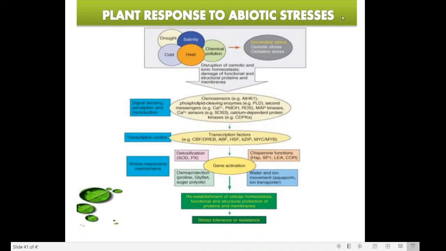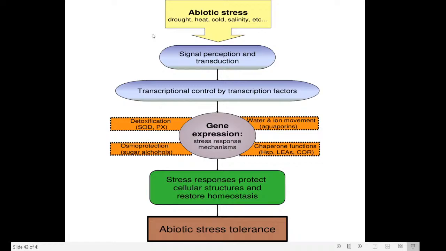Abiotic means apart from the biological function matters. Here this is a simple form. The signal transduction is affected. The transcription control by transcription factor is sequentially affected. Then gene expression will get affected. That gene expression modifies the detoxification, osmoprotection, chaperone function, and water and ion movement.